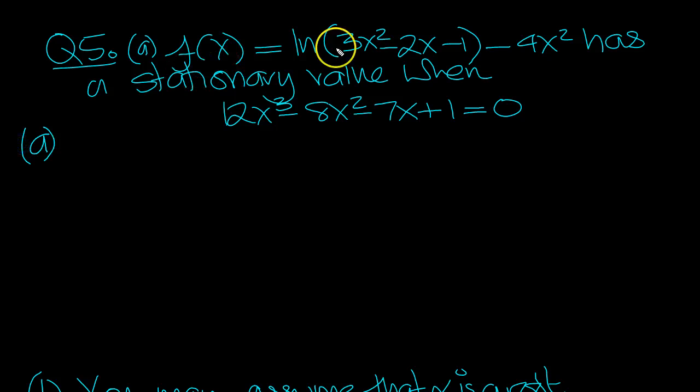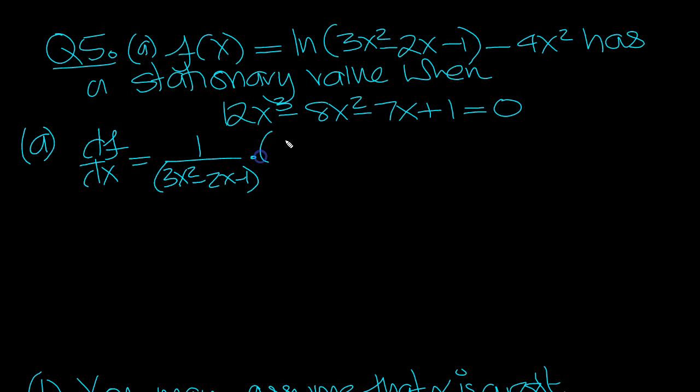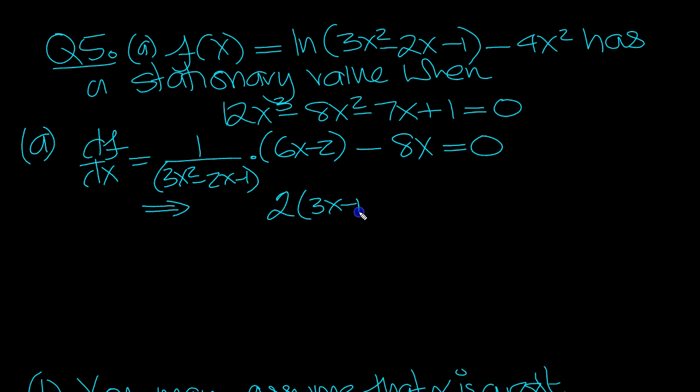So A, stationary point, then differentiate this, df/dx. Log of something goes to 1 over the something, function of a function rule, multiplied by the something differentiated, 6x minus 2. Next term, power rule, let that equal 0. So there's a 2 common here, isn't there? Move the 8x over, and then when I move that over, I'm going to move this up to times in one fell swoop.